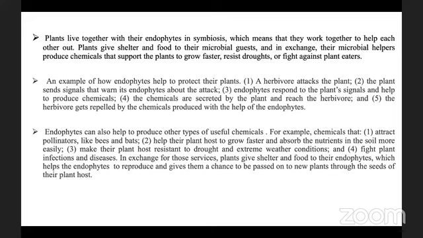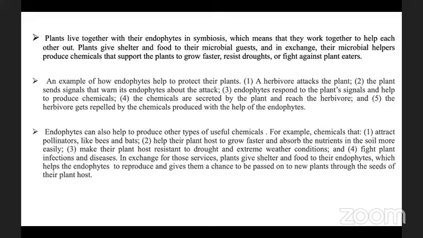For example, if a herbivore attacks the plant, it gives a signal to the endophytes about the attack. So the priority is that the plant has to protect itself from this herbivore attack. Now, in response to the plant signal, in what ways will the endophyte respond? It will secrete or produce some chemicals, and these chemicals then act as a repellent, helping in repelling these particular herbivores away from the plant.